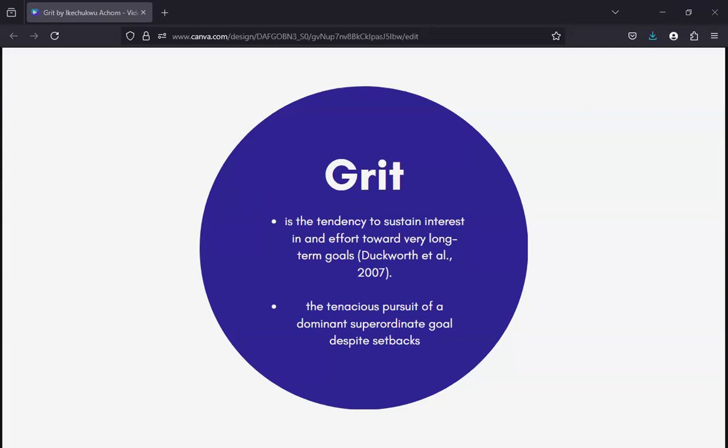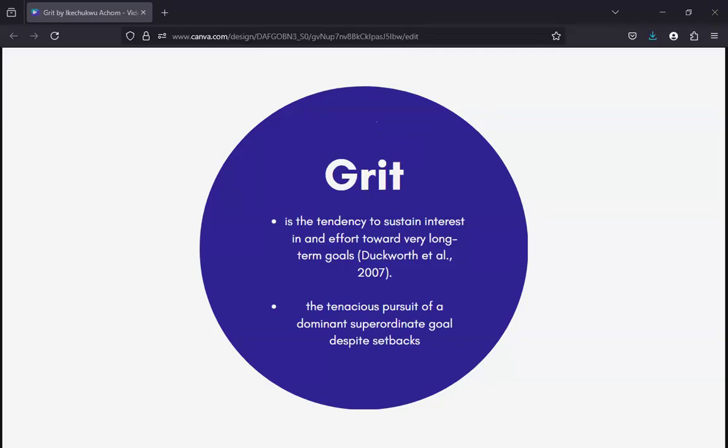When we talk about the dominant superordinate goal, it's just a big goal that matters more than anything else. It's what drives your actions despite the setbacks. When things don't go your way, when you face problems, when you face delays, when you face failures, you keep trying.